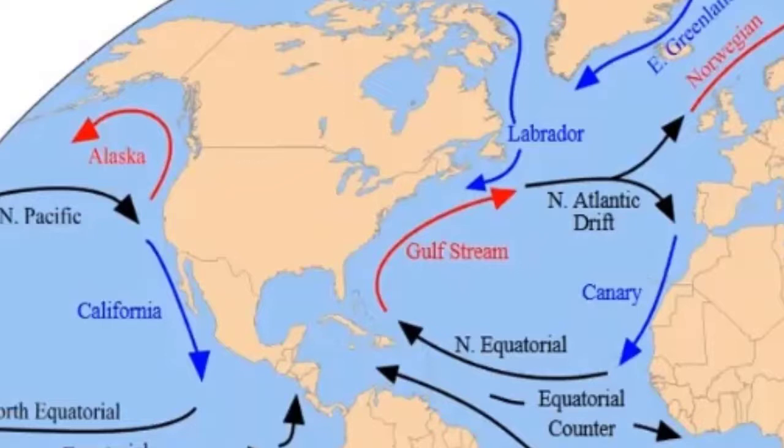So the beaches in the Carolinas and Florida have very warm water because of the Gulf Stream and because of the clockwise flow in the Northern Hemisphere and the North Atlantic gyre.